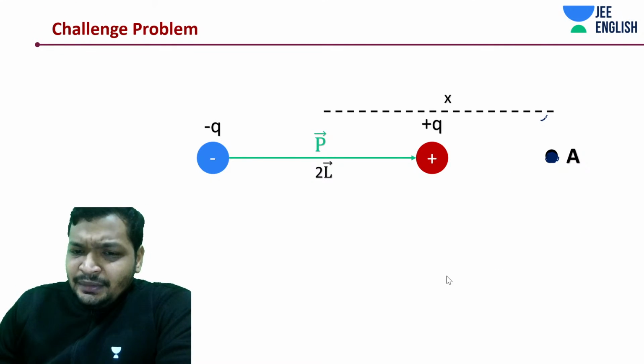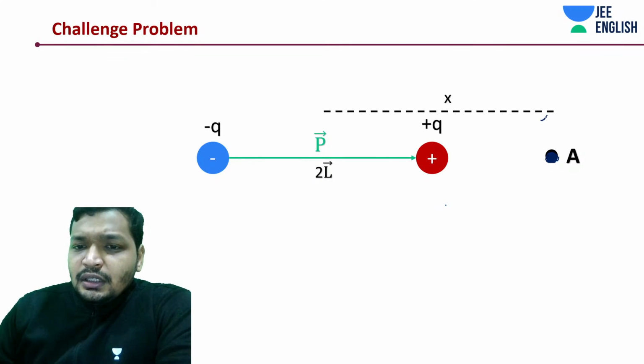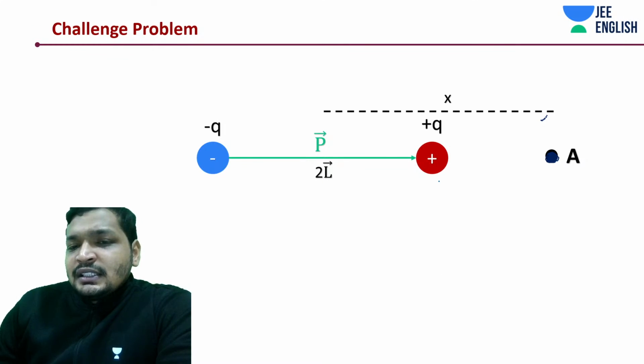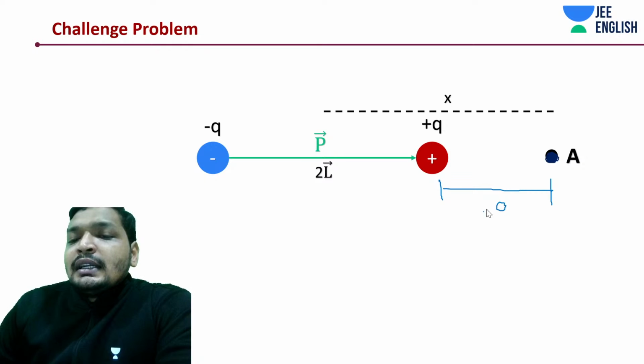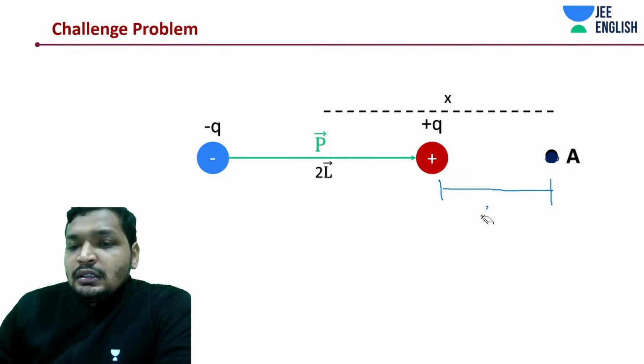So let's do a thing. Let's not look at it as if it is a dipole system initially. Finally, you need to do that. What is this distance, guys? This is the distance between the positive charge and this point A over here, right? And how much is the distance between the charges? This is 2L. From the dipole center, the distance is x.